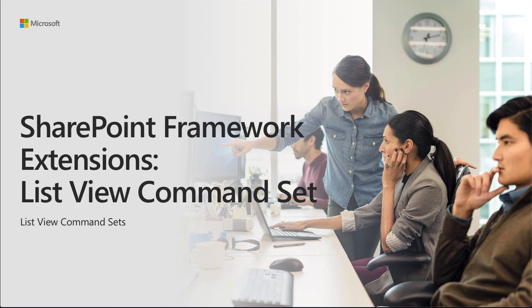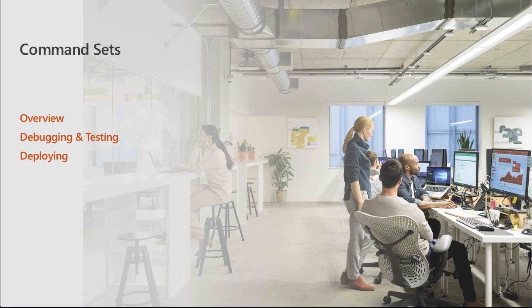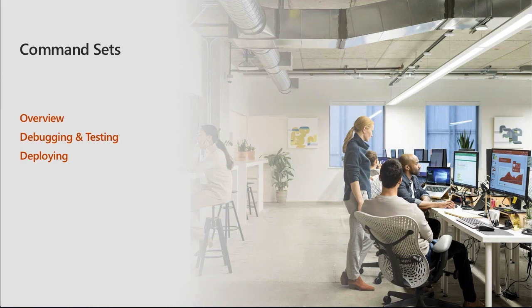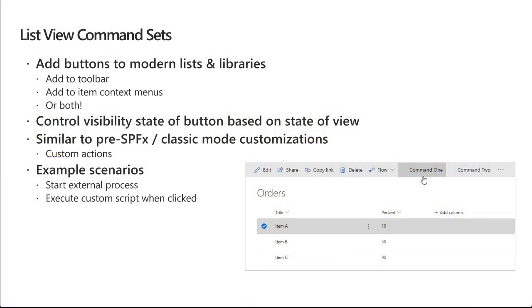In this last section, we're going to look at the third extension type, which is a list view command set. And so we're going to do the same thing we did a second ago, which is we're going to do an overview of what these are, look at the debugging and the testing side of this, and then look at what the deployment aspects are for each one of these things.